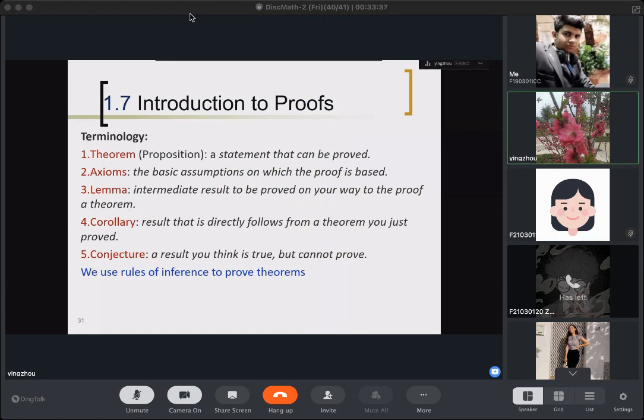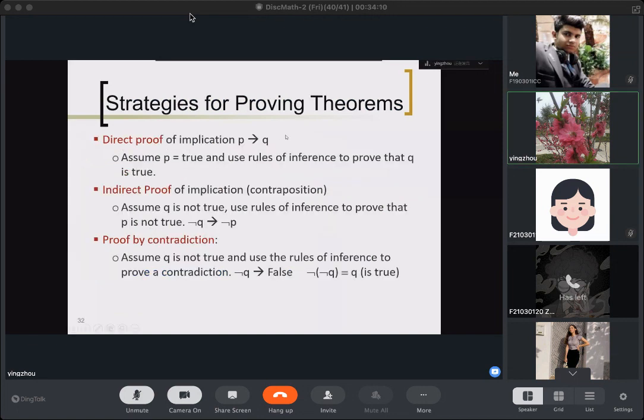An axiom is a basic assumption that needs no proof. A lemma is an intermediate result used for proving a theorem. There are also two special terms, corollary and conjecture, which have special rules. But we just care about how to do our proofs.